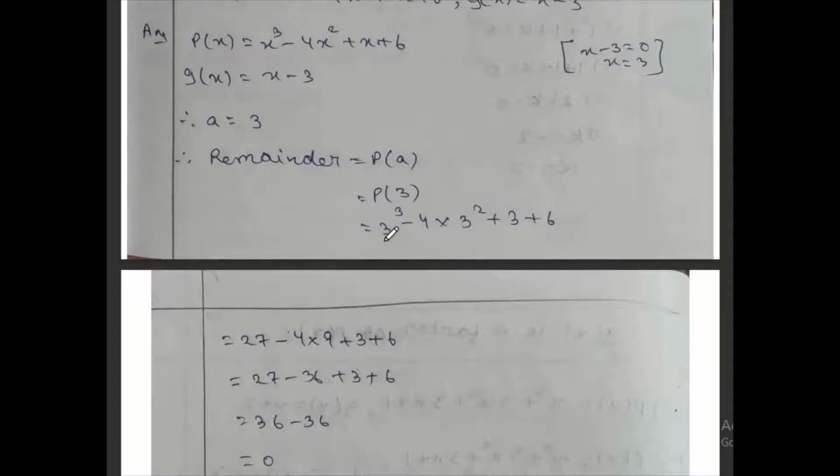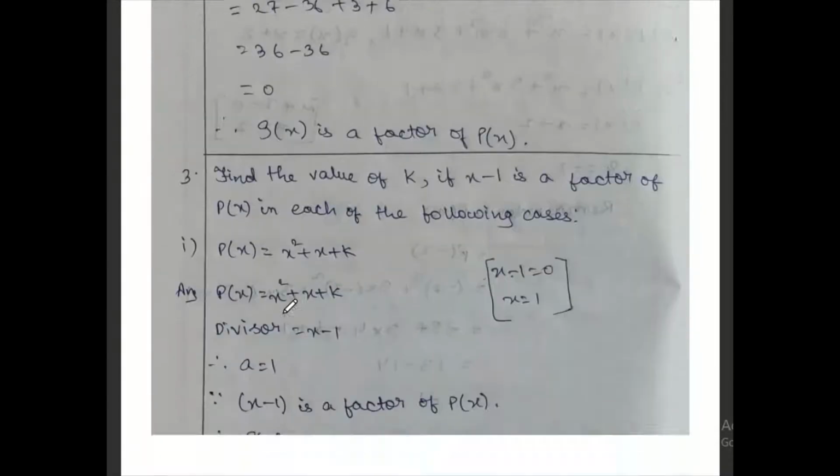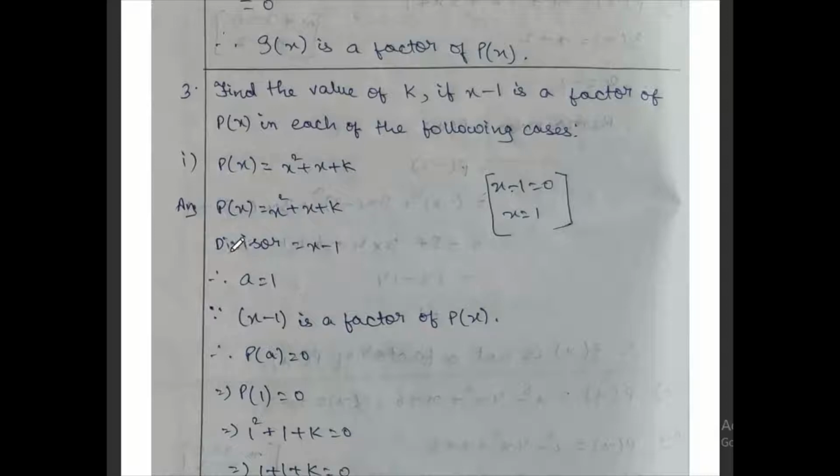In place of x, in this polynomial, let us put 3. So 3 to the power 3 minus 4 into 3 square plus 3 plus 6. 3 to the power 3 is coming 27. 3 square 9. 9 4s are 36 plus 3 plus 6. 27 plus 3 is 30. 30 plus 6 becomes 36. Another minus 36 is there. Subtraction 0. Therefore g(x) is a factor of p(x).